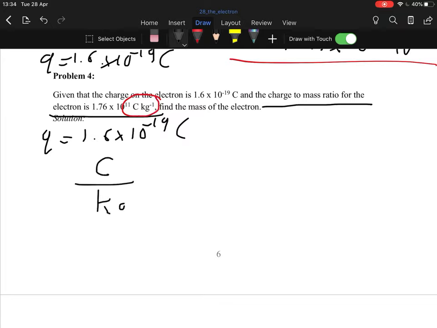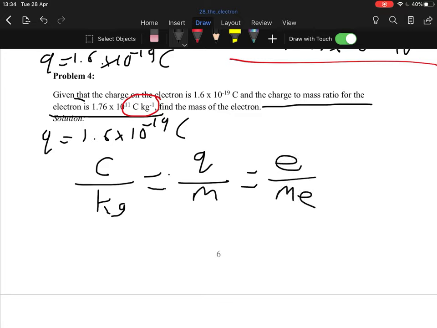Now I know what it means, charge to mass ratio, but let's say you didn't. Look at the SI unit here. What's that? That is coulombs over kg. Well, what is coulombs? Coulombs is the charge. What is kg? It's the mass. And what are we dealing with? An electron. So basically, the charge of an electron divided by the mass of an electron. That's it. And when you do that, we get 1.76 by 10 to the 11. That's what they gave us.